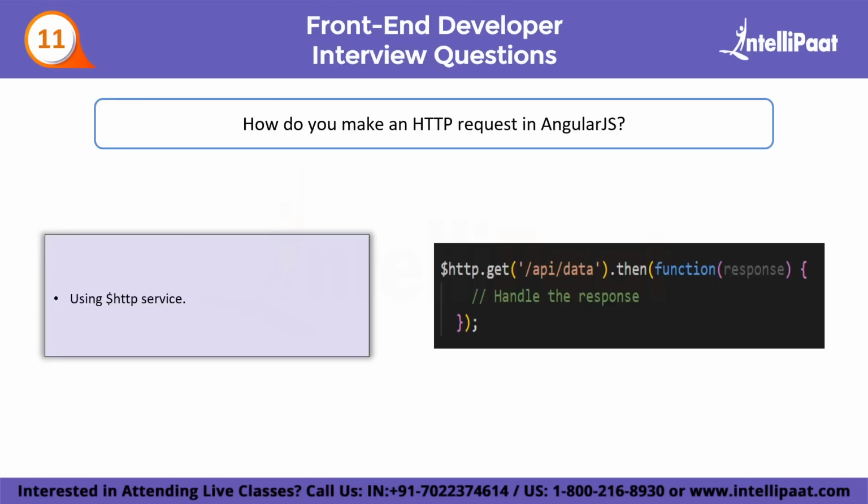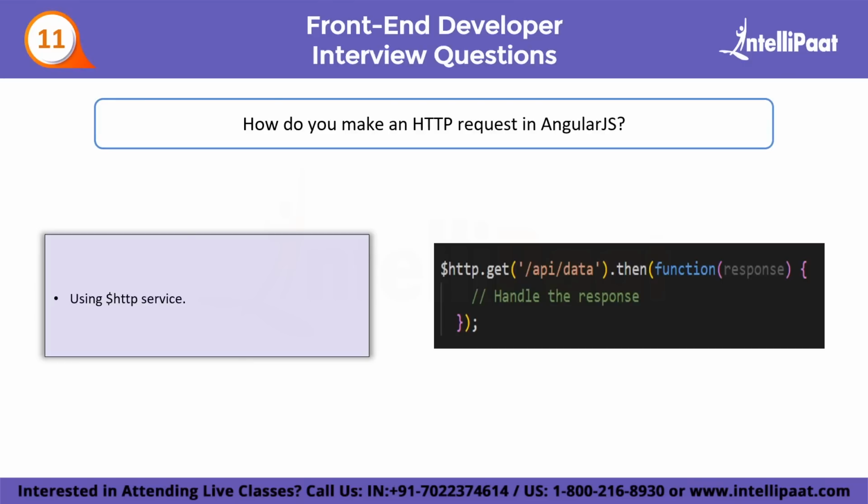In order to make an HTTP request in AngularJS, you need to follow some steps. First, you need to make sure to inject the $http service into your controller, service, or factory where you want to make the HTTP request. Use the $http service's methods like get, post, put, or delete to make the HTTP request. In this example on the right side, the get method is used to make a GET request to API/data. The .then function handles the successful response. There could also be a .catch function which will handle the errors.